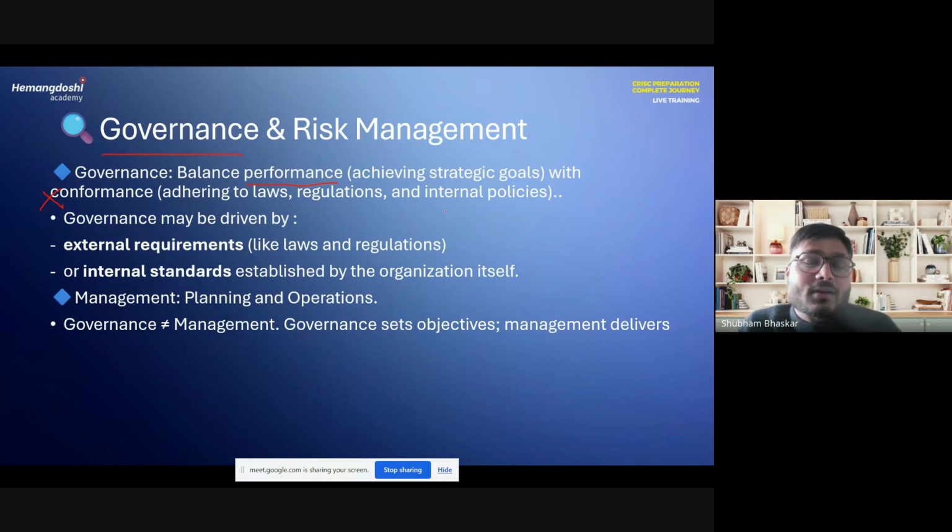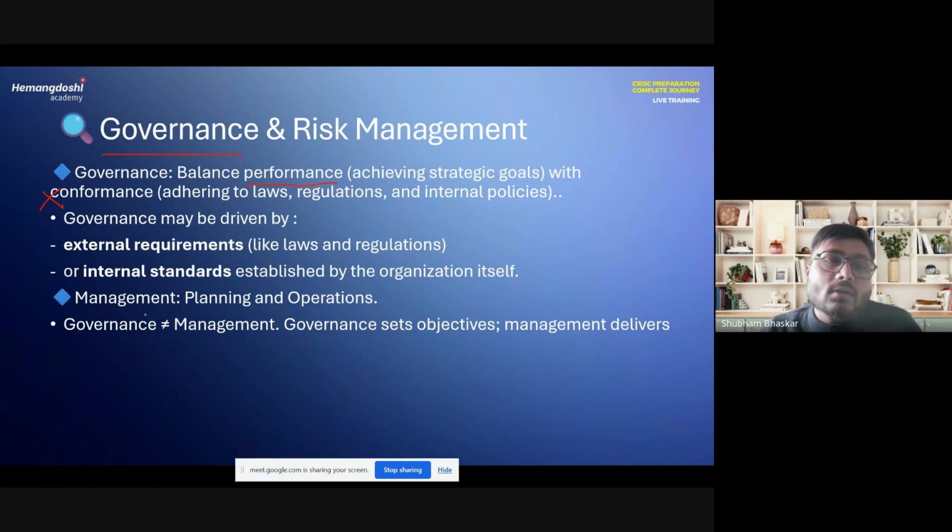Okay, moving on. Now, how is governance driven? Well, simply, if you're running a business in any country, there is a set of external requirements, like laws and regulations, that you have to meet. Or governance can be set for yourself. The way we make a routine for ourselves, that at 6 o'clock we are going to get up, at 7 o'clock meditation, etc. In the same way, you set an internal standard: this is how I want my company to operate. We are going to do this, we are not going to do that. So this is how you can implement governance in an organization.